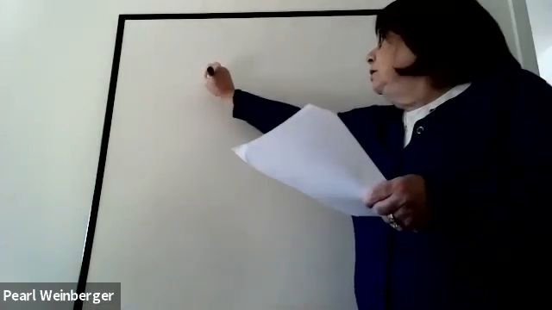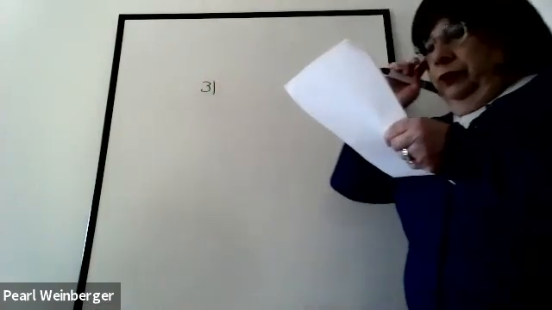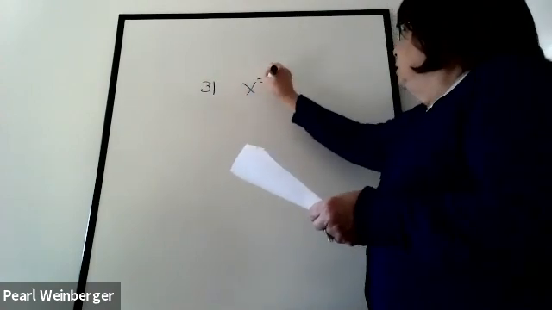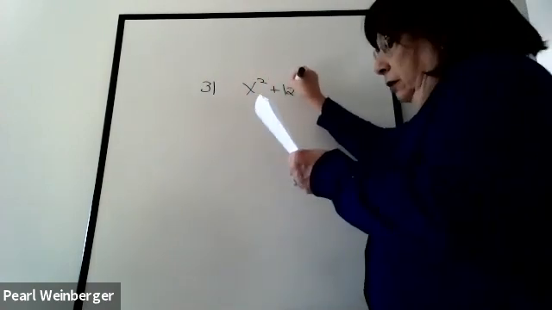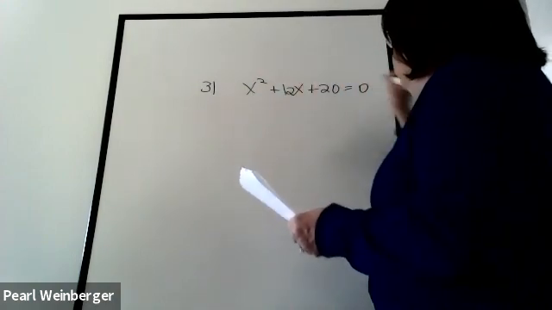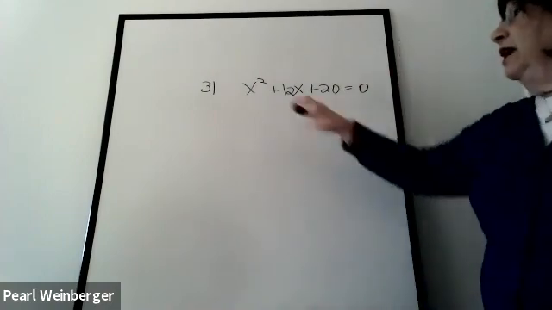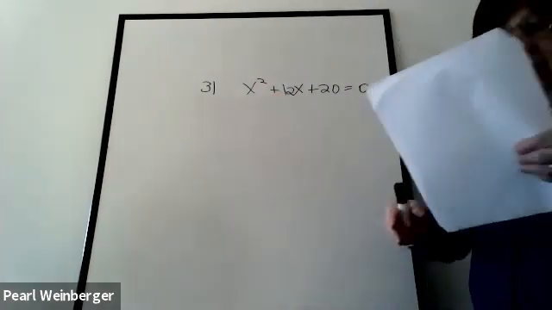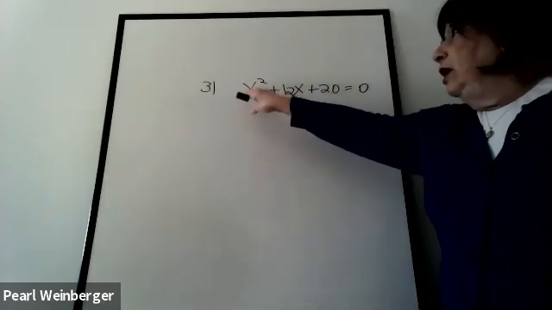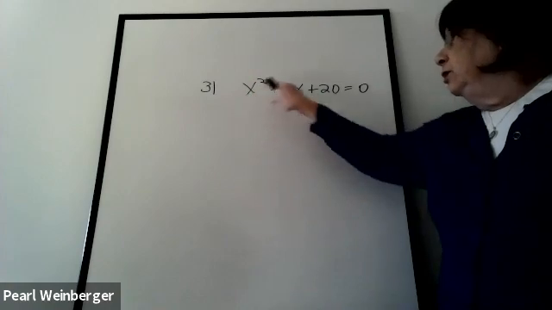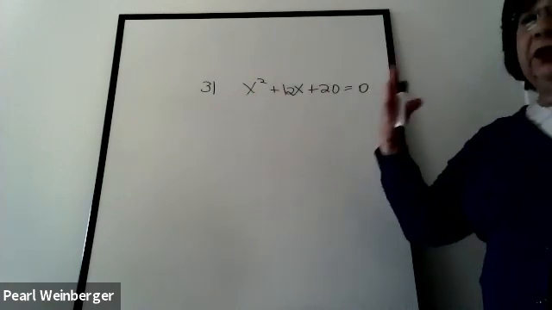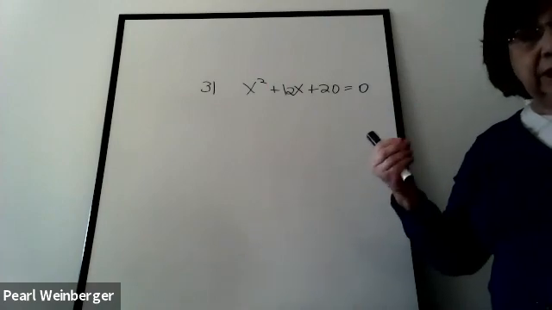Number 31 looks like this. We have x squared plus 12x plus 20 equaling 0. And we want to solve, again, this is a quadratic equation. It says solve, but I would know, even if it didn't say solve, that it's a quadratic equation. First of all, it has an x squared and it has an equal sign. It's an equation. It's not just an expression, it's an equation that has an equal in it.